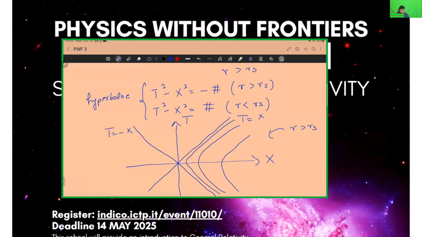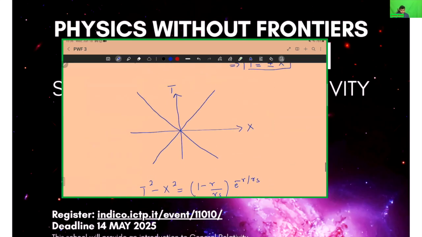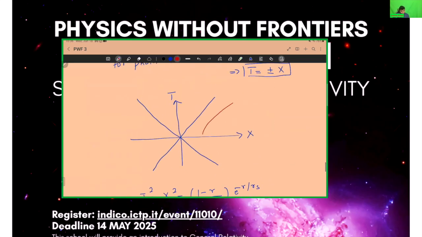Okay. For r less than rs, these are the hyperbolas that you get, right? So here we can say that r equals constant curves look like these or like these.